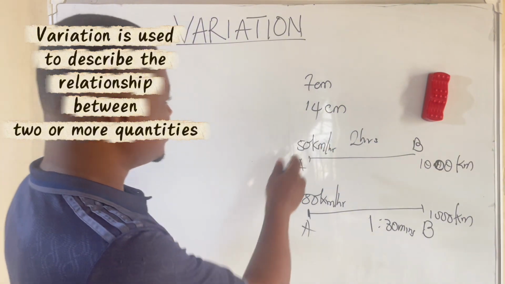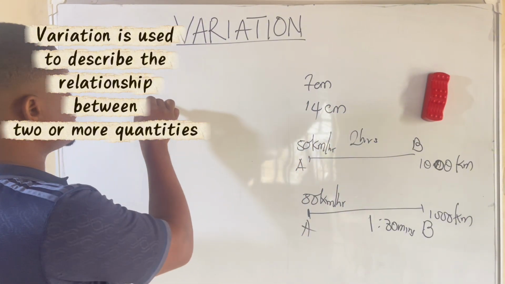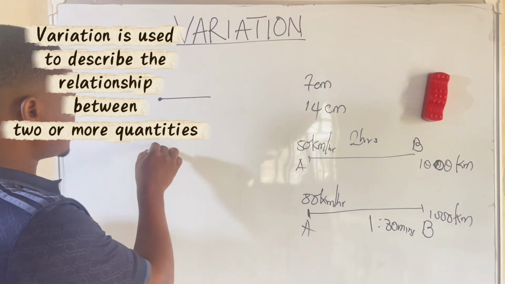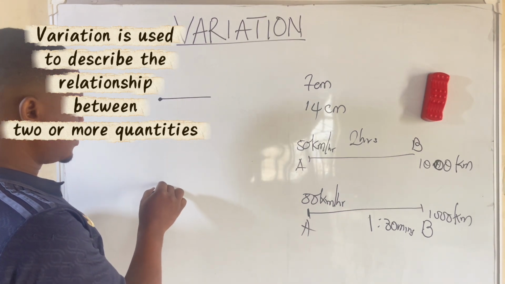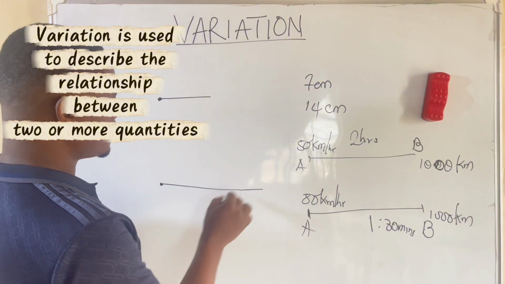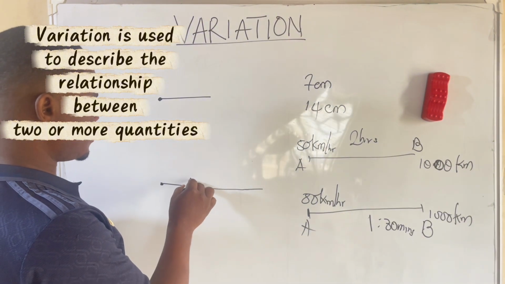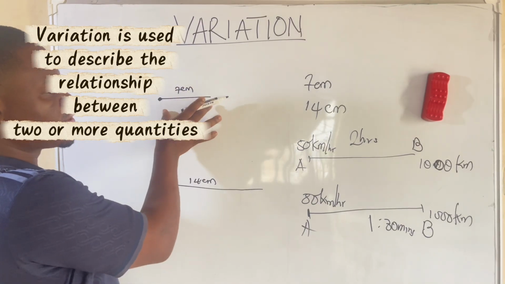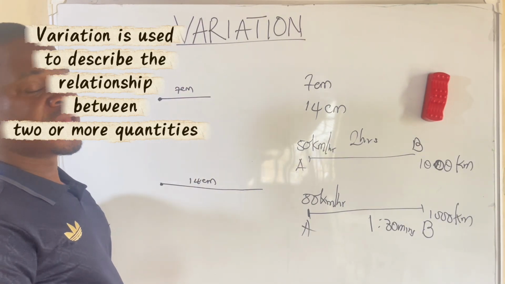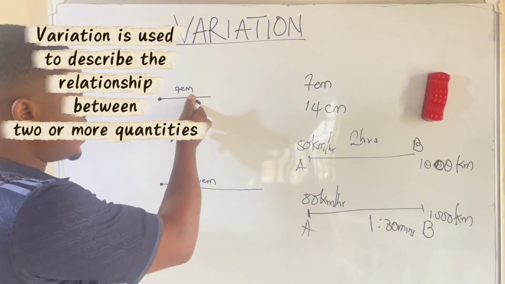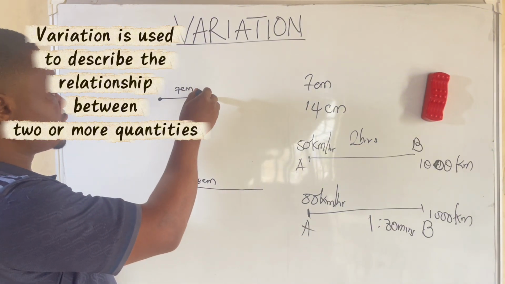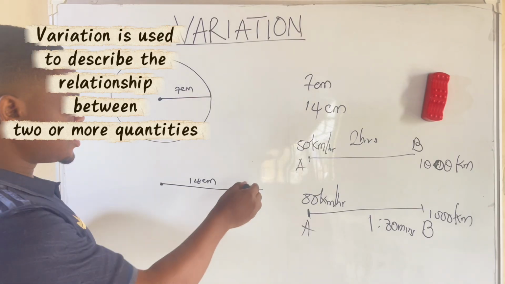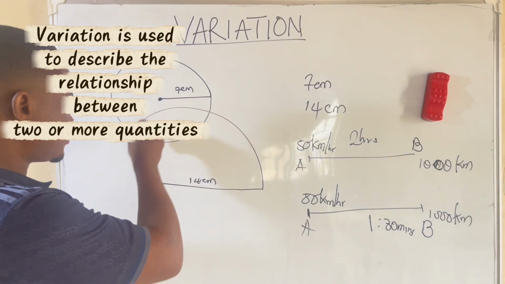Let's assume that the radius of this circle is 7. This is the center of a circle, and this is 7. And you have another circle, 14. Let's assume that this is the radius. This is 14 cm, and this is 7 cm. This radius is going to form a circle that is less than this. You're going to have a circle in this form. While this is going to give you a bigger circle.